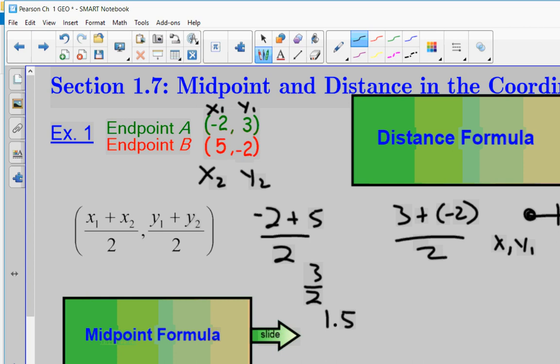Okay, 3 plus a -2 is going to get me a 1 over 2. So I could leave it like that, or I could change that to a decimal. It would be 0.5. So what I want to do is since I found a point, I want to write it as a point.